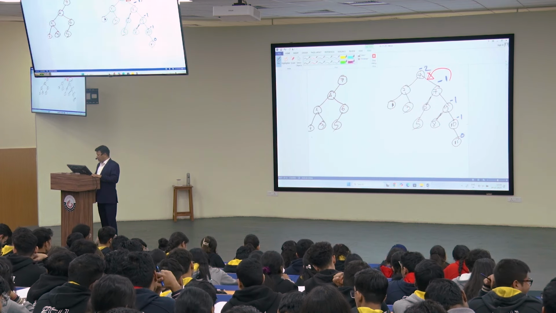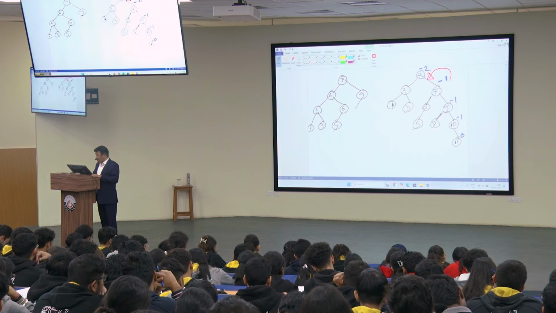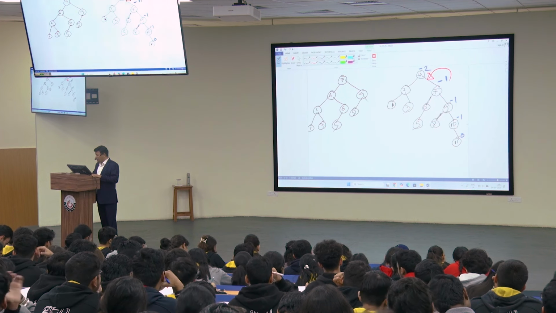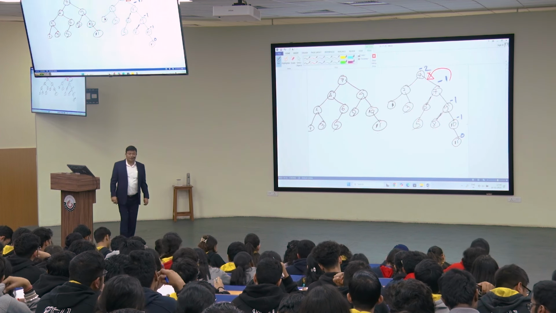Okay, 7 is at the top. What is this side? 9. What is this side? 8. What is this side? 10. And what is this side? Okay, now this is a balanced tree.